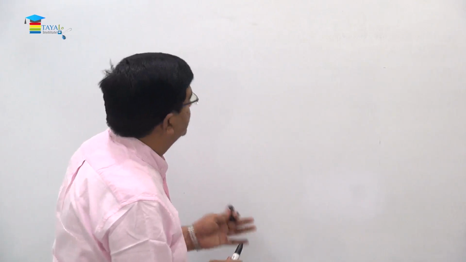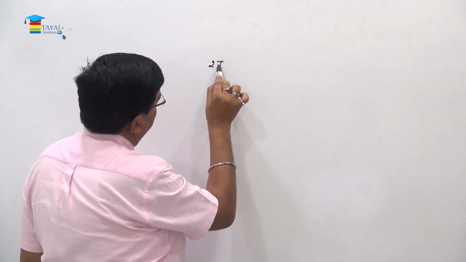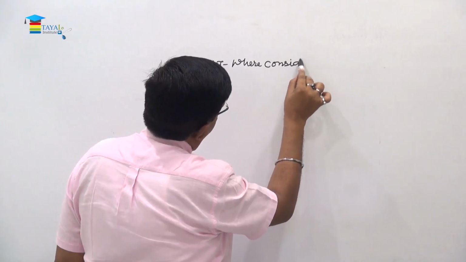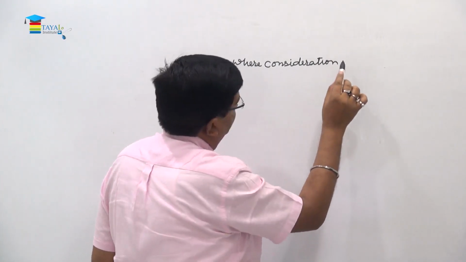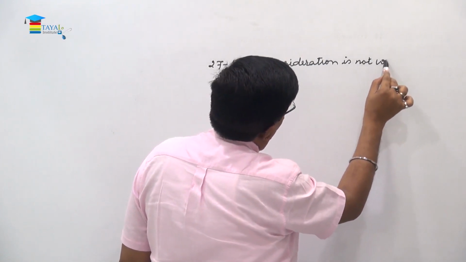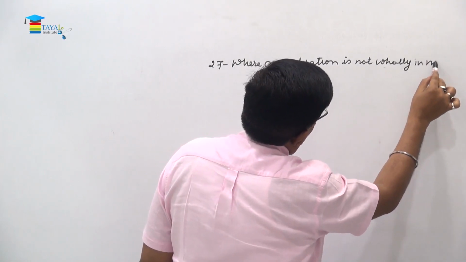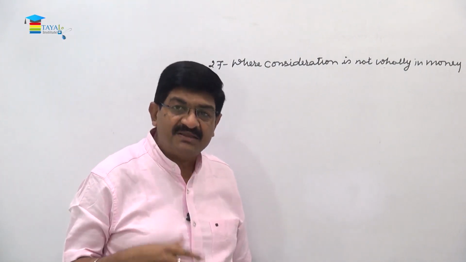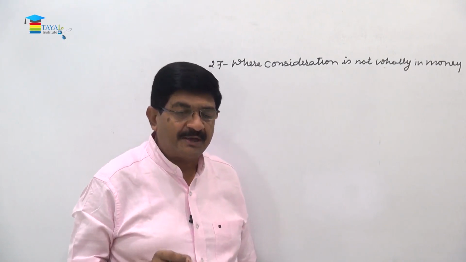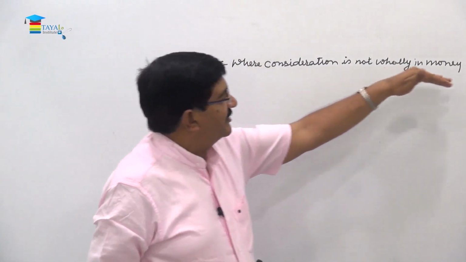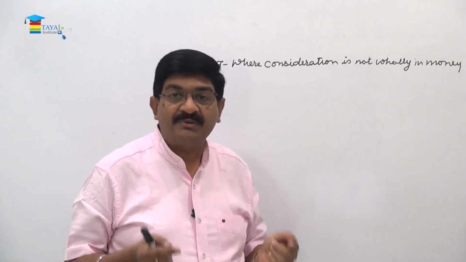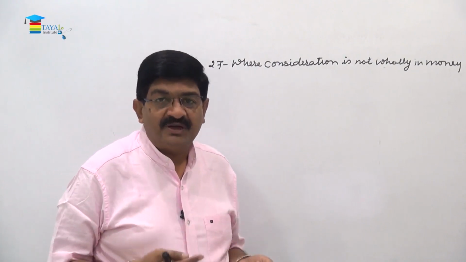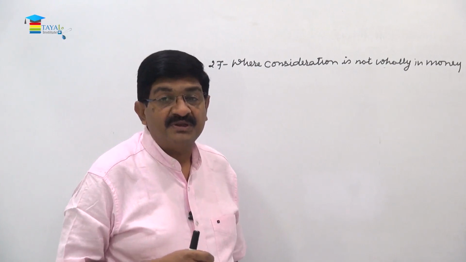Now the list of rules. Rule number 27, this is where consideration is not wholly in money. Means some consideration is in the form of money and something other than money, then how the valuation is to be done. So there is a consideration and there is money, but money is not the whole consideration. Some consideration other than money is also there. In a nutshell, you can say that the money plus the money value of the additional consideration, that should be the value, but this is talking about something much different.